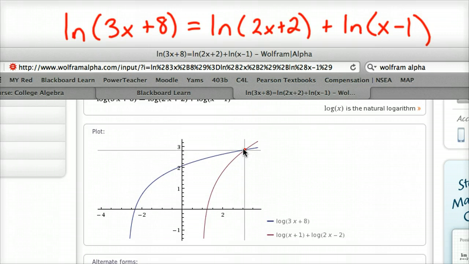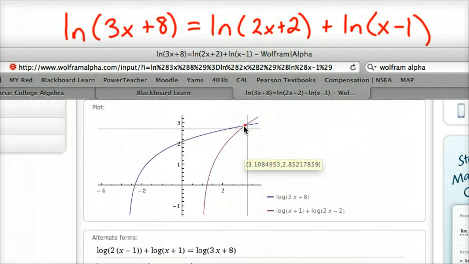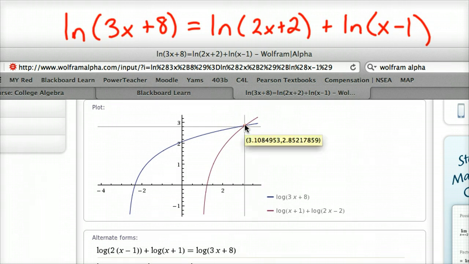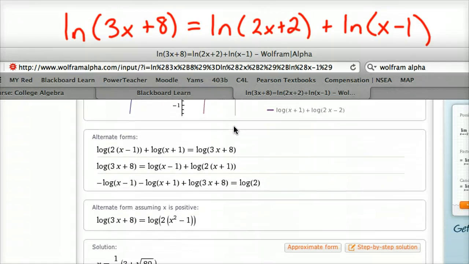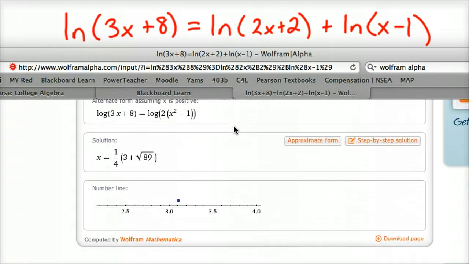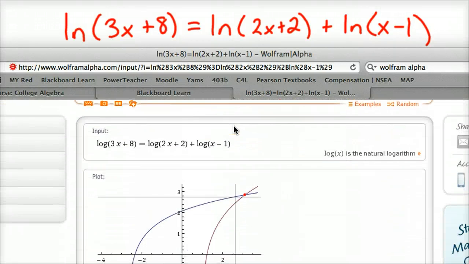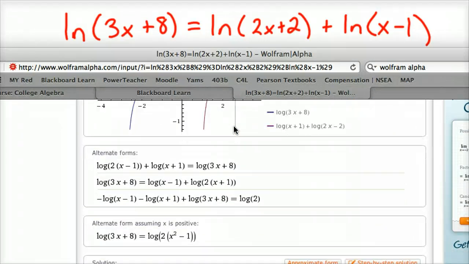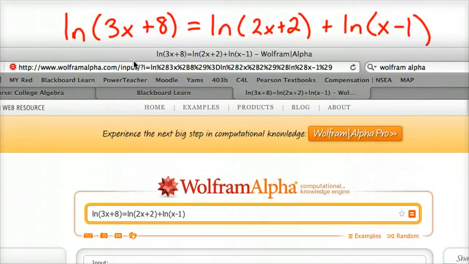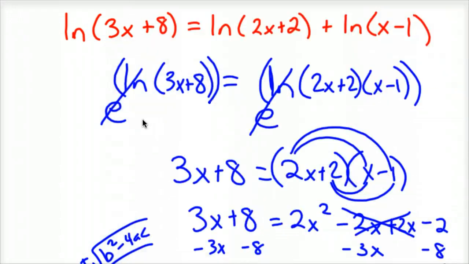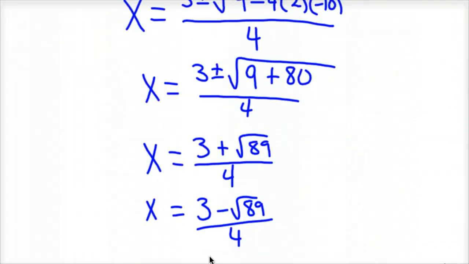There's what your two graphs look like and where they meet. That's kind of cool. And let me see if I can get that to pop up the point. Yep, there's your point. 3.108 is the approximation. There it is. So that's 3 plus the root of 89 over 4. Now, notice I had plus or minus, so I was technically wrong. One of those does not work. And I should have known that. I just wasn't paying a whole lot of attention. I was sleeping. So the negative does not work.